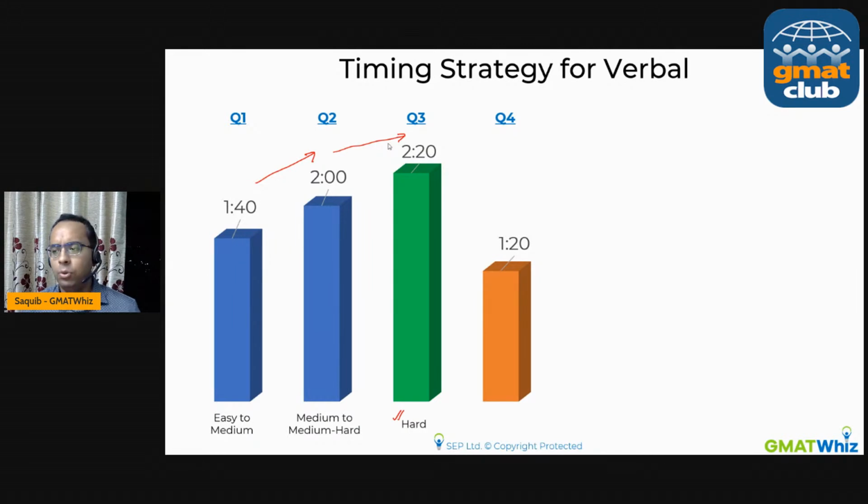Okay, and in the fourth quarter you can be picky and choosy. Because in the last quarter you have less time. You have 9 questions, you have 1 minute 20 seconds per question, which is frankly not a lot. But if you notice, the person who got a V41 had 3 mistakes in the last quarter. Why? Because you can pick and choose.